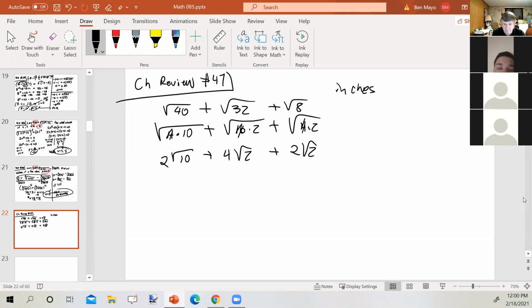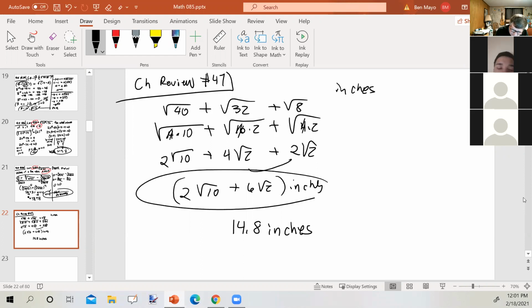Any question how I got those? These can be combined, so 2 square roots of 10 plus 6 square roots of 2 inches. So that's the correct exact answer. Now, we're supposed to get an approximation correct to 1 decimal place. So we've got 2 times the square root of 10 plus 6 times the square root of 2. I think I better put my glasses on here. I pushed the wrong button. I'm getting 14.8098, et cetera. So to 1 decimal place, it would be 14.8 inches. So there's the first answer. There's the second answer.